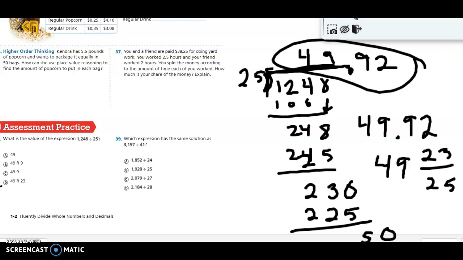And then number 39 I want to talk about real quick. But I'm almost out of time, so I'm just going to tell you what you should have gotten for an answer. Which expression has the same solution as 3,157 divided by 41?